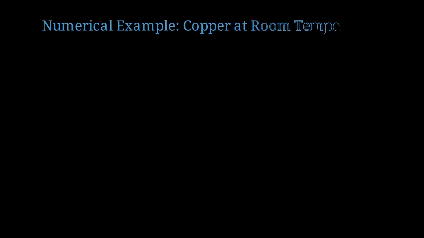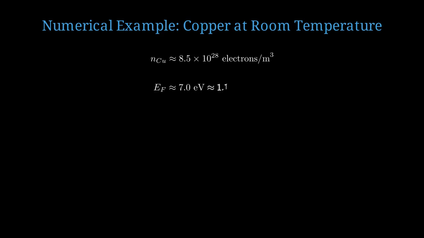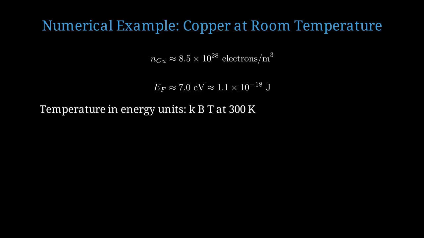Let's work through a concrete example using copper metal at room temperature. Copper has an electron density of approximately 8.5 times 10 to the 28th electrons per cubic meter. The Fermi energy for copper is about 7.0 electron volts, or 1.1 times 10 to the negative 18 joules. At room temperature, 300 Kelvin, the thermal energy kBT is about 26 millielectron volts. So kBT equals approximately 0.026 electron volts at 300 Kelvin.